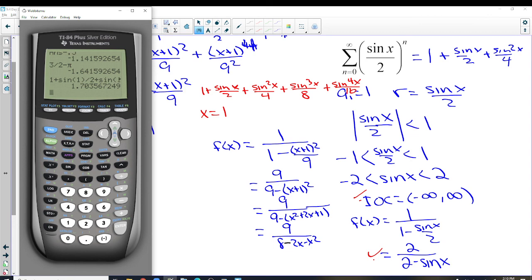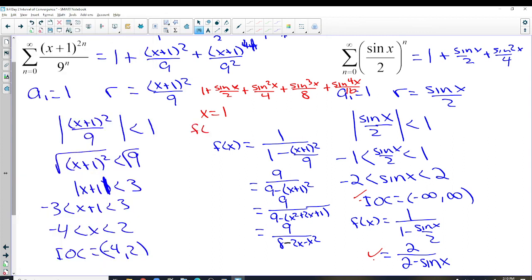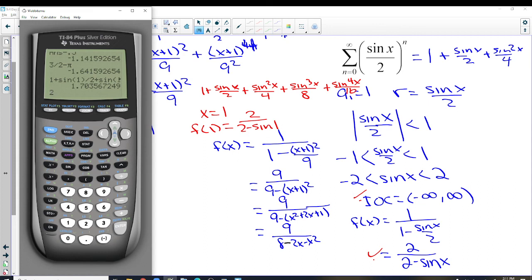An estimate, right? Because I could go 100 more terms if I wanted to get a better estimate. An estimate for what? For that function, right? So the series is an estimate for this function right here. So f of 1 is 2 over 2 minus sine of 1. So this should be close. Okay, so it doesn't converge very quickly, right? It's only accurate to one decimal place.